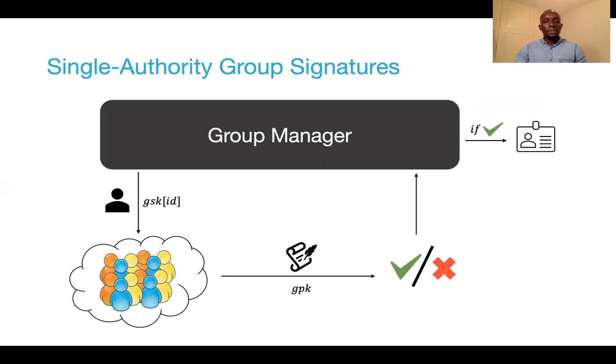In certain definitions and schemes, the roles of issuer and opener are combined. The resulting single authority is often referred to as group manager.